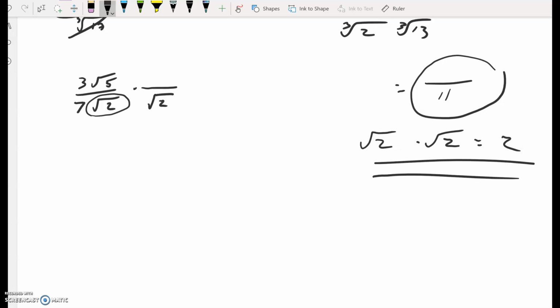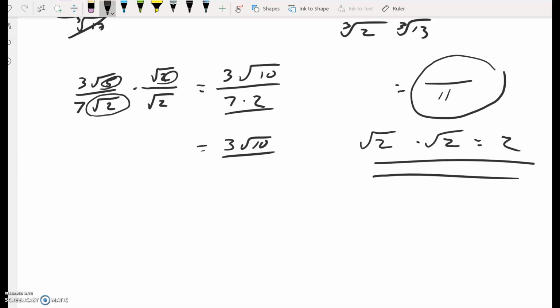That's what we need. What we do to the bottom, we have to do to the top, otherwise we won't have an equal fraction. So in the bottom, we're getting 7 times 2. In the top, we're getting 3 times, and these are leftover pieces, so we put 2 times 5, or 10, inside the square root, and the 7 times the 2 is the 14, and we're done.